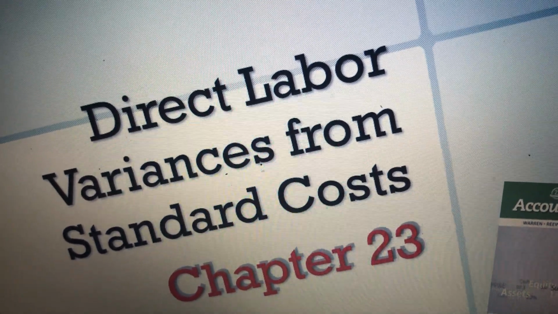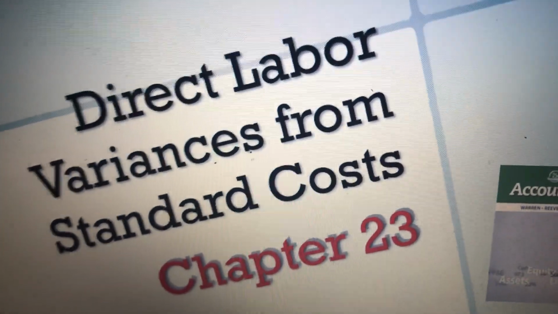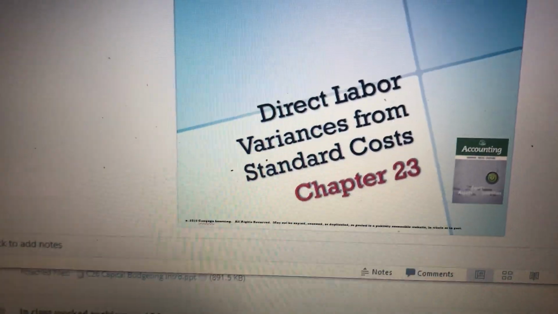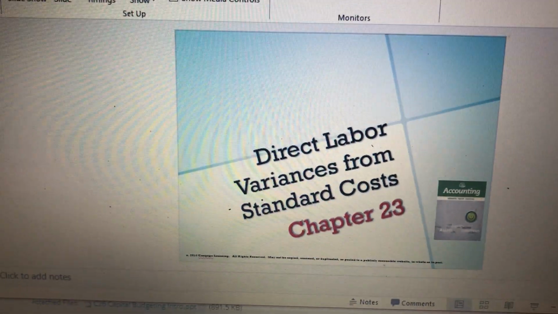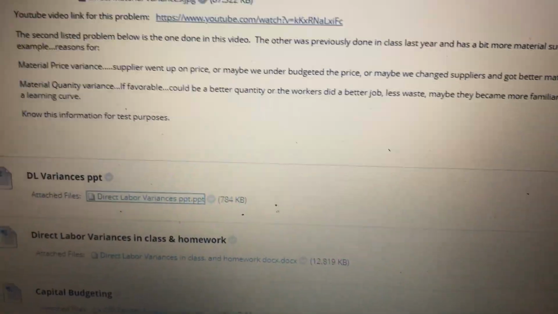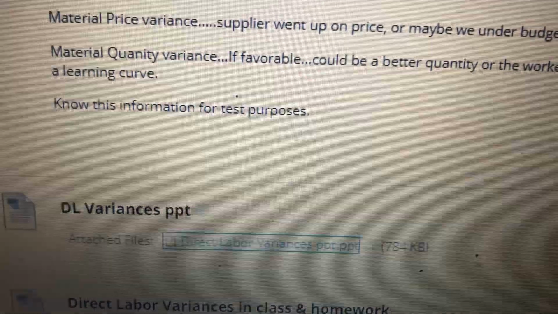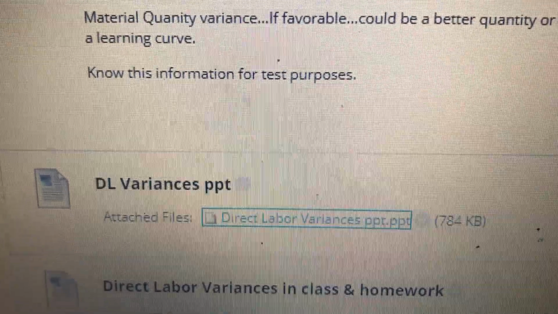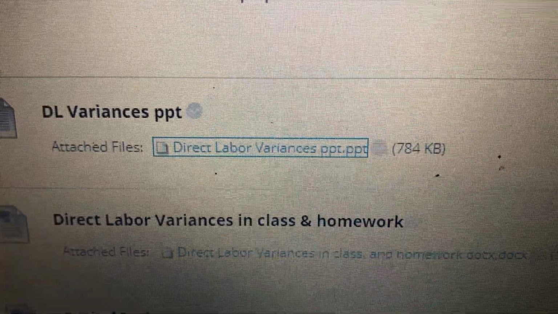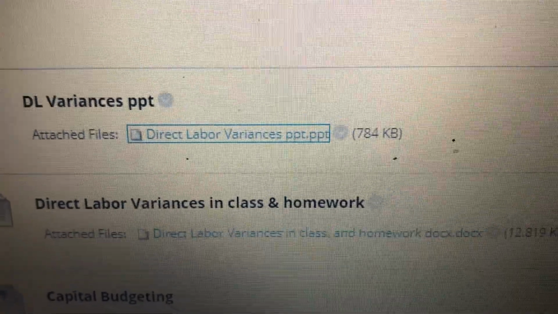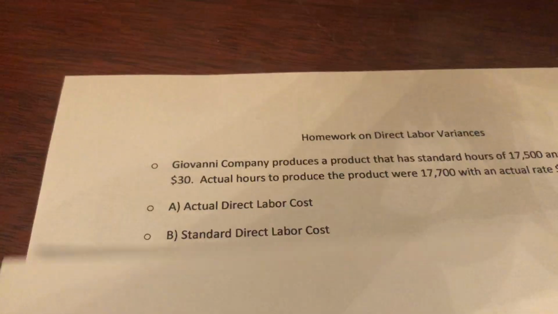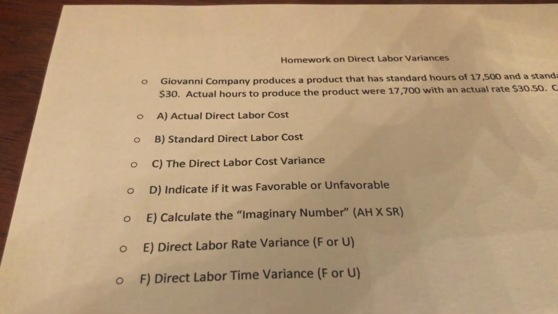Good morning, students. Today we want to look at direct labor variances. Let me show you where to find this information. If you go to your Blackboard, Test 5 material, the PowerPoint slides are in the middle, direct labor variances, and right under that would be your in-class handout and your homework. Okay, the in-class handout looks like this. We'll work through this problem with the PowerPoints, and then the homework looks like this.